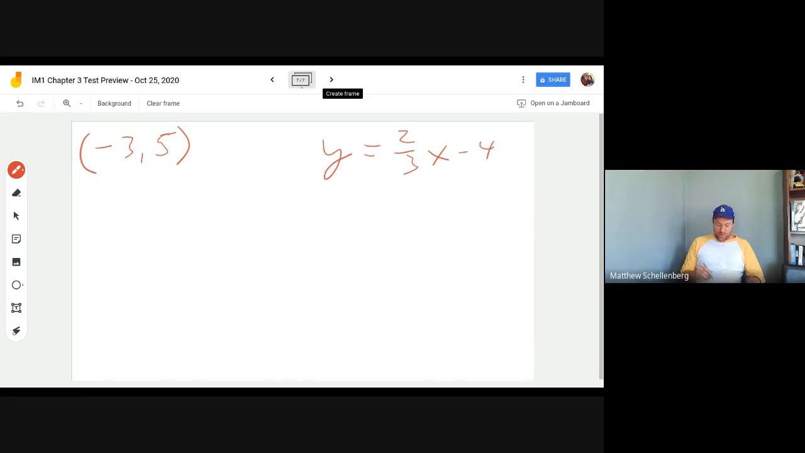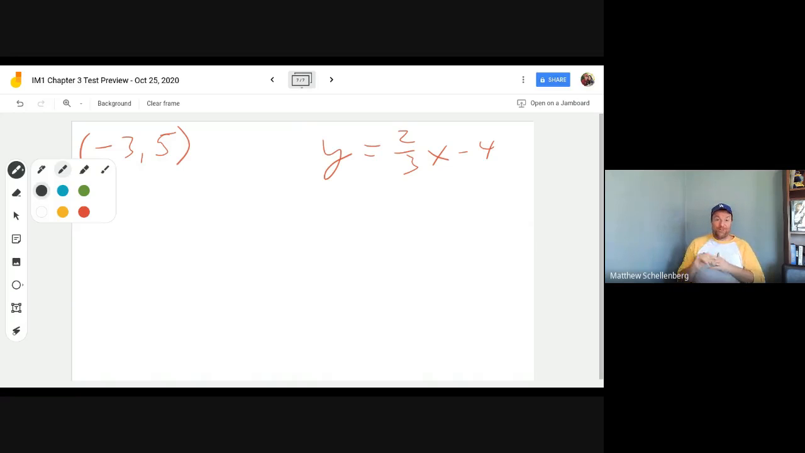So first of all, what is a parallel line? Take a minute to pause it. See if you can find the equation of the line that goes through this point, (-3, 5), that is parallel to y equals 2/3 x minus 4. Take a minute, pause, and go.